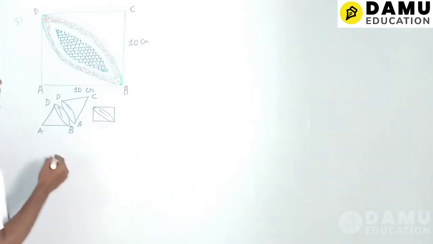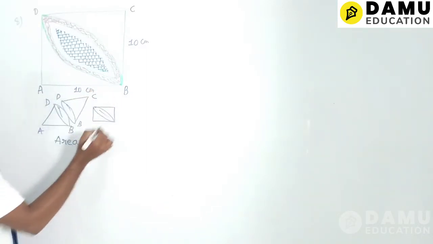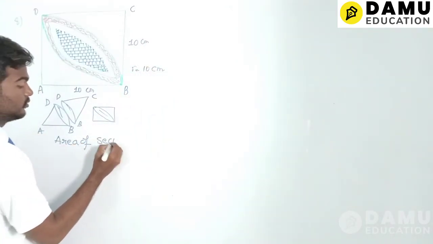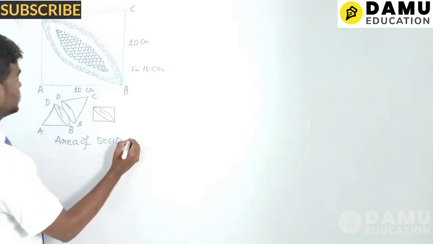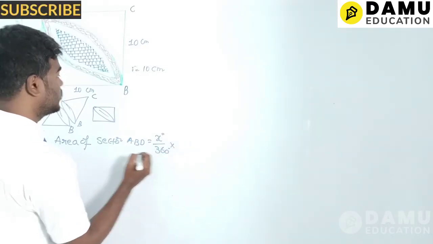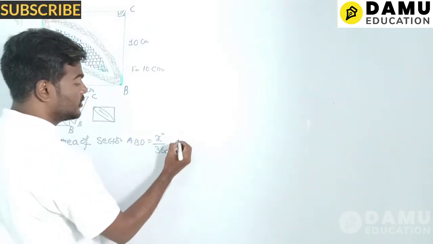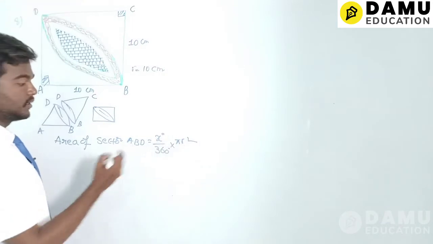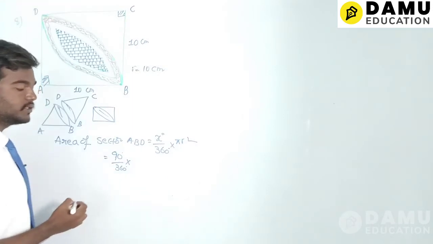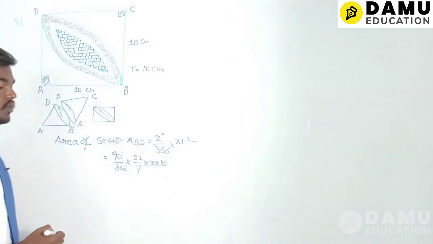So first of all, let's calculate the area of the sector. Here the radius is 10 centimeters for each sector. Area of sector ABD will be equal to x degrees by 360 degrees into pi r square, that is the area of the circle. Don't get confused, the sectors are making 90 degrees. So that is 90 degrees by 360 degrees into 22 by 7 into radius 10 into 10.